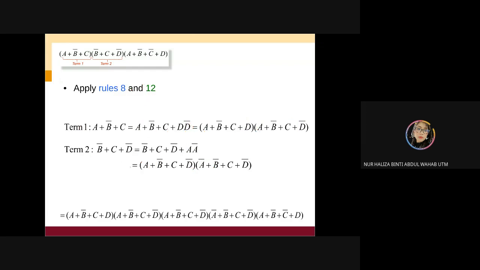Your final answer will be combination of this. 1, 2, 3, 4. And finally, your final answer for your term 3 is here. So any question? Do the standardization for your POS. No question?